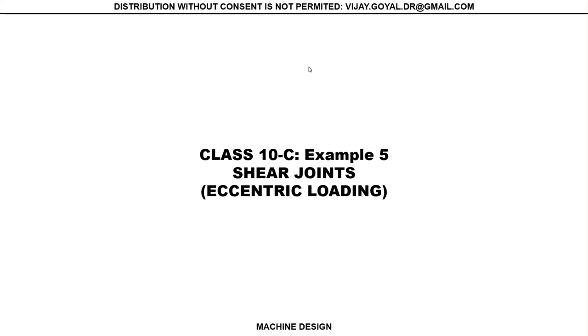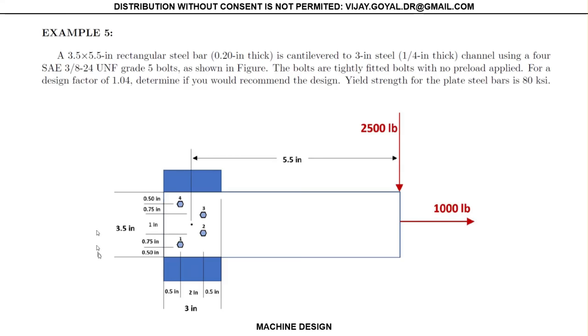This is example number 5, shear joints for eccentric loading. In this example, we have a steel plate, 3.5 inches by 5 inches, with a load applied at the end. The plate is 0.20 inches thick, and it's cantilevered to a steel bar that is a quarter inch thick.